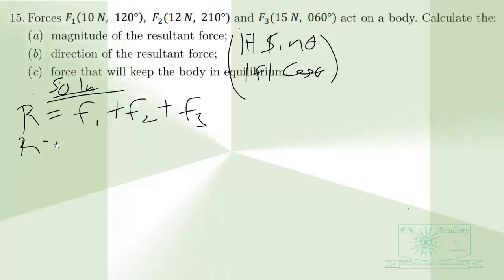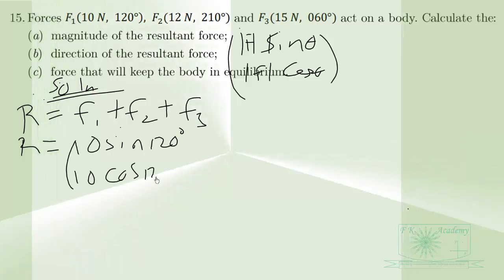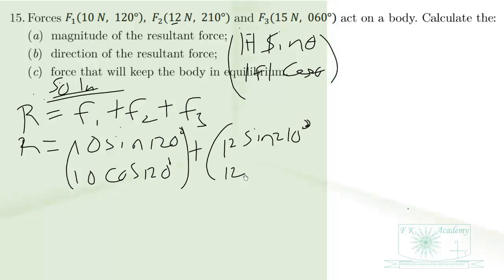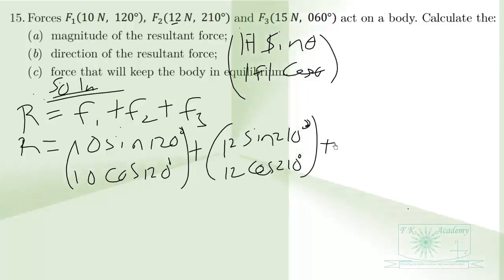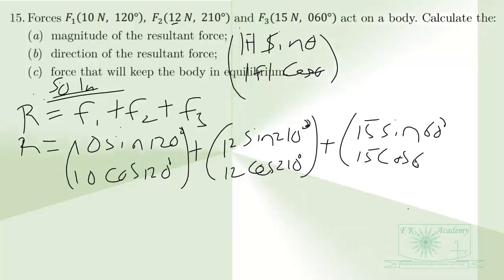So we will get R to be equal to 10 sine 120 degrees, then 10 cos 120 degrees, then we add it to 12 sine 210 degrees, then 12 cos 210 degrees, then 15 sine 60 degrees, then 15 cos 60 degrees. So we have finished resolving the forces. We have to simplify this.